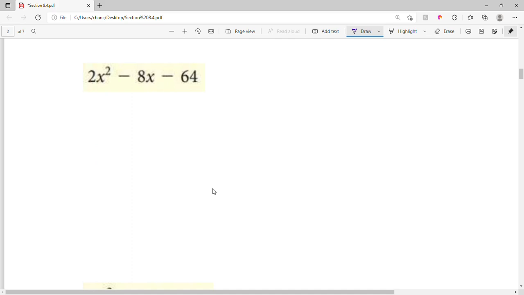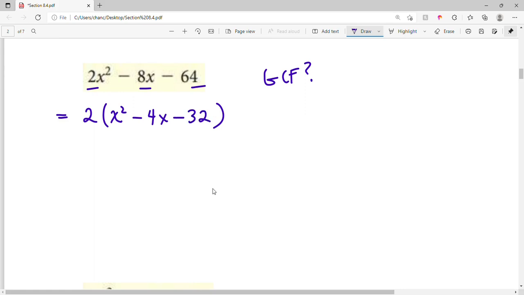In the next example, again, I ask, is there a GCF? And in this case, we have a 2. I can factor out a 2 from each of the terms. Take that out to the front. 2 times what gives us 2x squared? That's an x squared. 2 times what gives us negative 8x? That's negative 4x. 2 times what gives us a negative 64? That must be a negative 32.